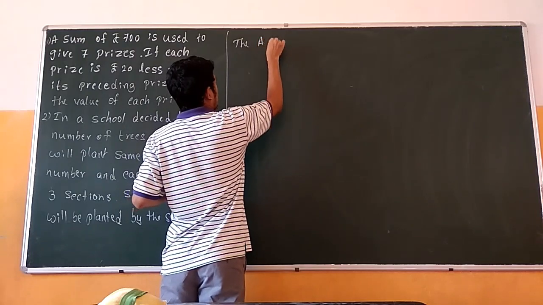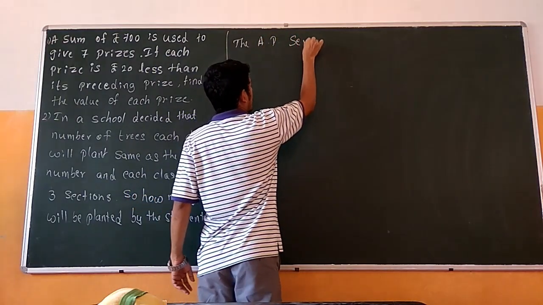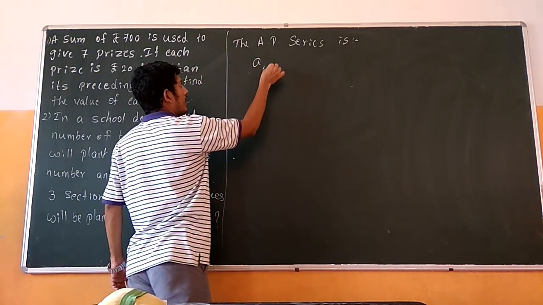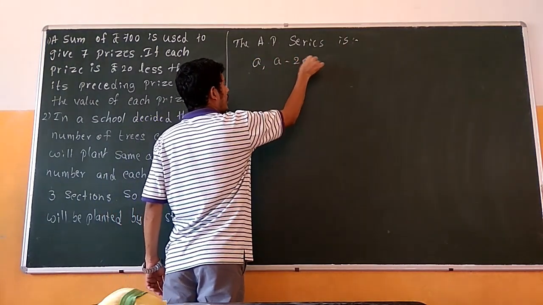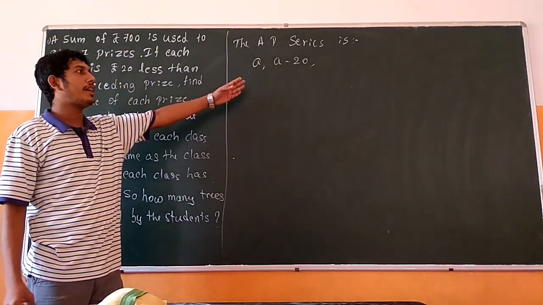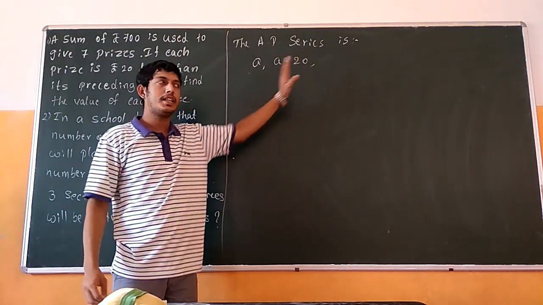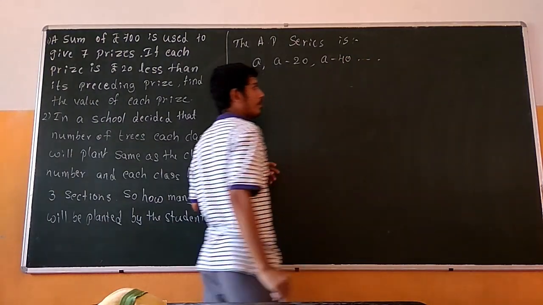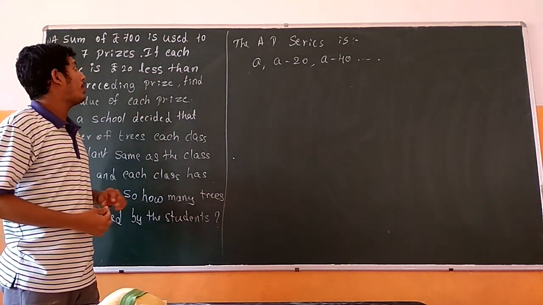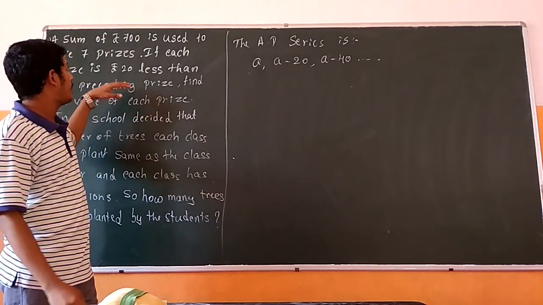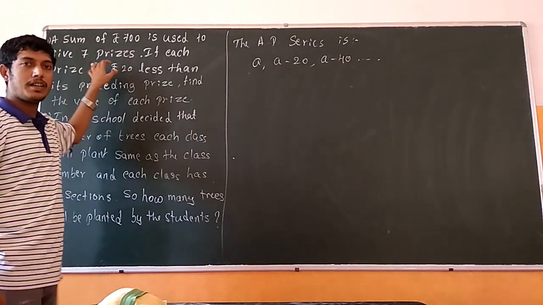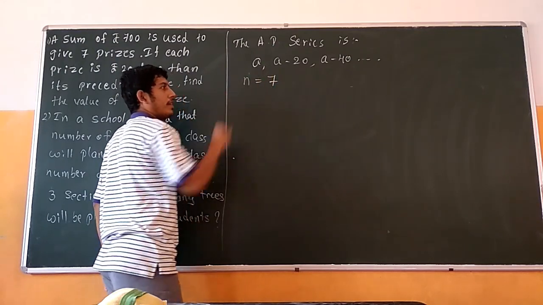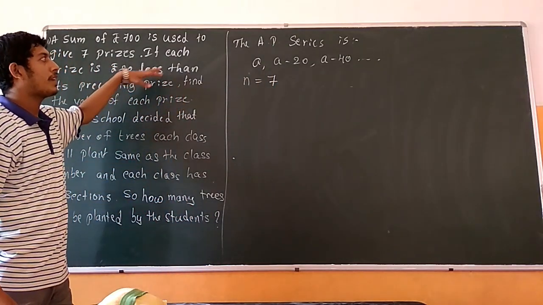The AP series is A, then A minus 20. Then the third term is A minus 20 minus 20, it becomes A minus 40, and so on. So the total number of terms we have to find out. It is given that totally 7 prizes are present. So that means the value of n is equal to 7. Value of n is 7.